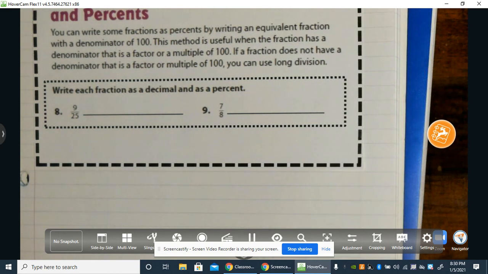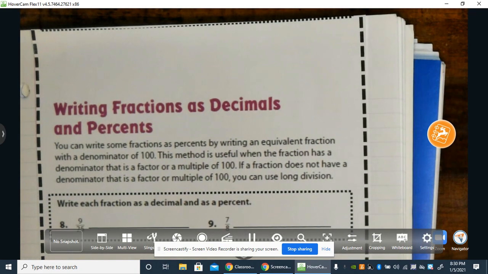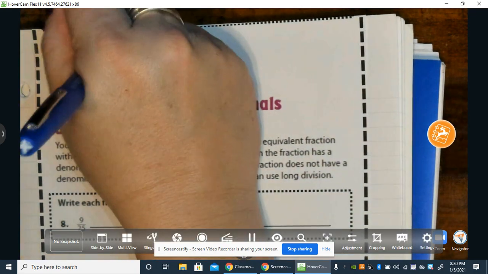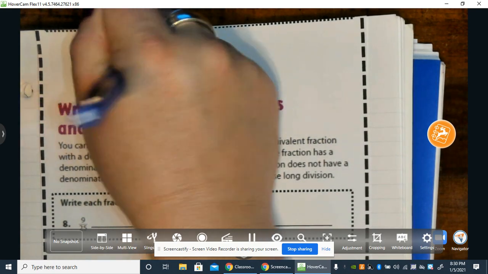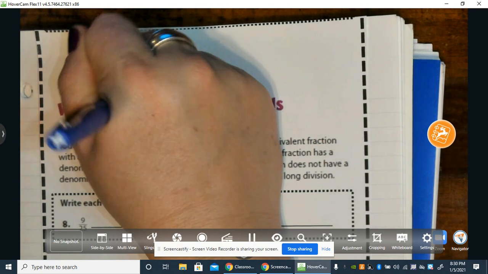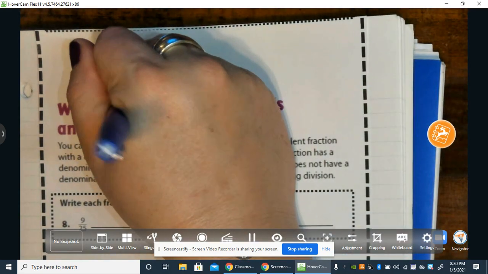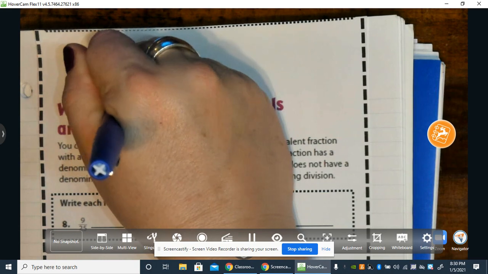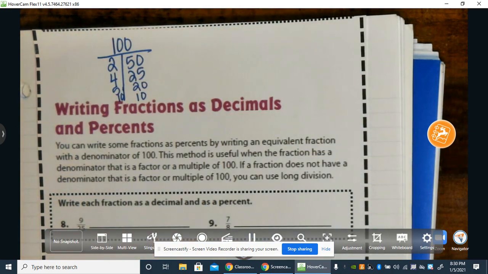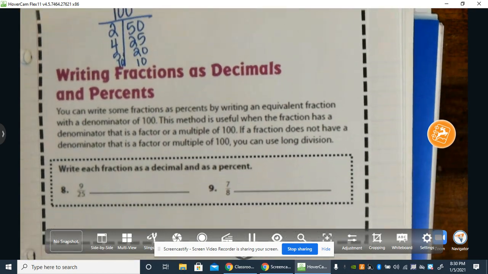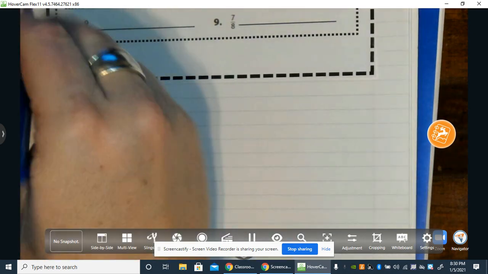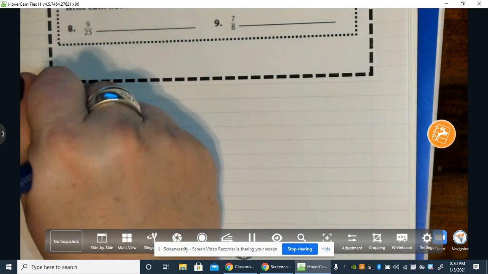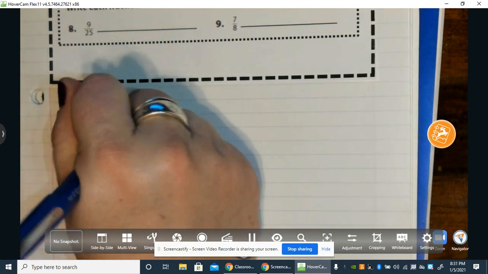Okay, so right up here you have some room. We're going to rewrite those numbers again that were factors of 100. So that was like 2 and 50, 4 and 25, 5 and 20, and 10 and 10. Ran out of room there, but you see them. Okay, so now we have 9 25ths. What they were talking about is, I need to make that a denominator of 100.